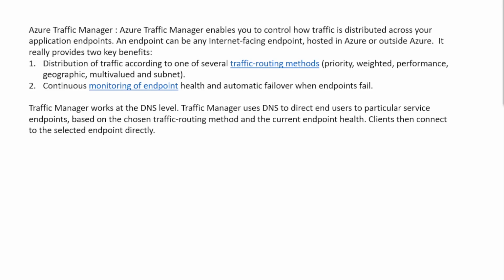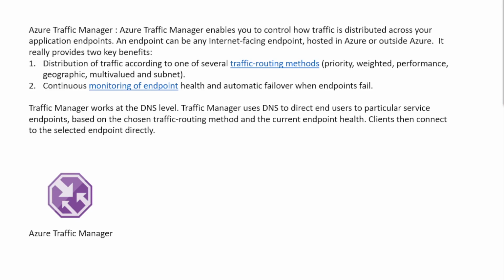The two key benefits of Azure Traffic Manager are the traffic routing methods. It has priority based, weighted, performance, geographic, multivalue, and subnet routing methods. So these are the things where we can define the routing. We can also set up monitoring of endpoint health and always have automatic failover done. This is how Traffic Manager works. It works at the DNS level, and whenever the URL comes in, it redirects at the DNS to a particular endpoint.